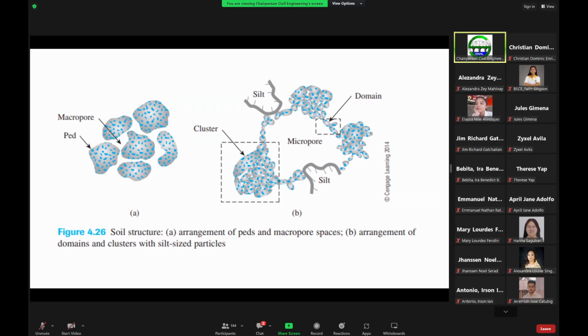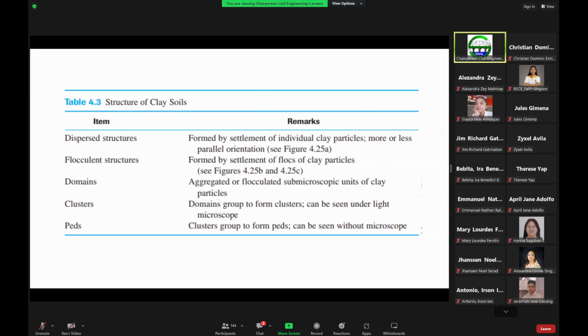Okay, so just some remarks in the case of clay soils. Again, in terms of structure, you have here the dispersed structure, which is formed by settlement of individual clay particles, more or less in a parallel orientation. Again, that's this one here, the case of clays.